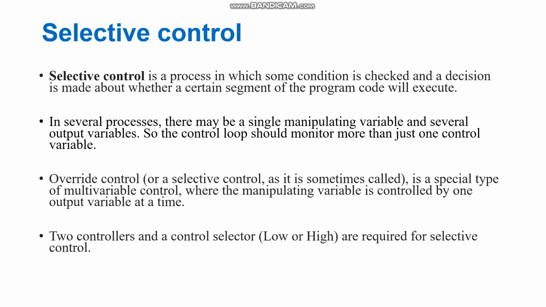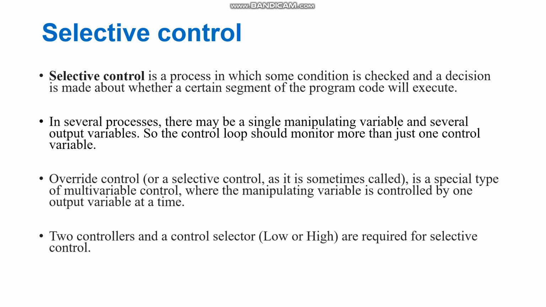So here in the selective control process, some conditions are checked and decisions are made whether certain segments of program code will be executed. This selective control also has another name, the override control. Sometimes it is called the override control, and it is a special type of multi-variable control where the manipulated variable is controlled by one output variable at a time.